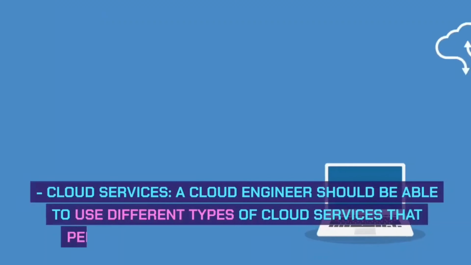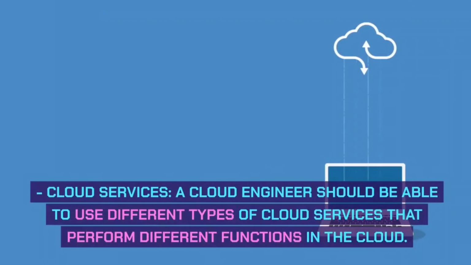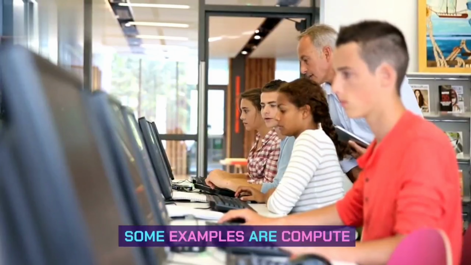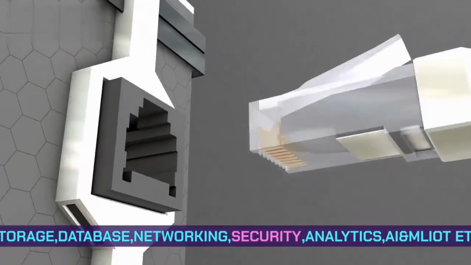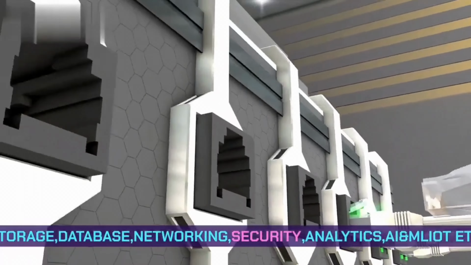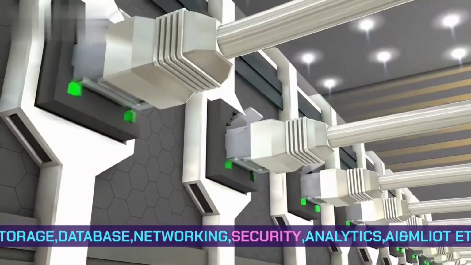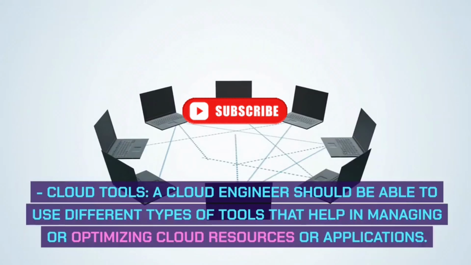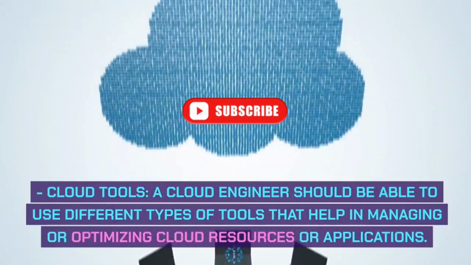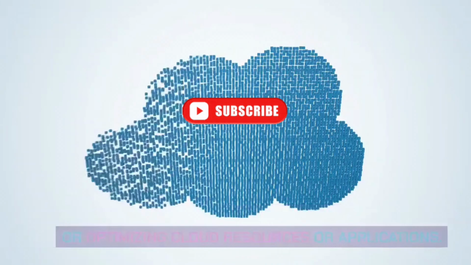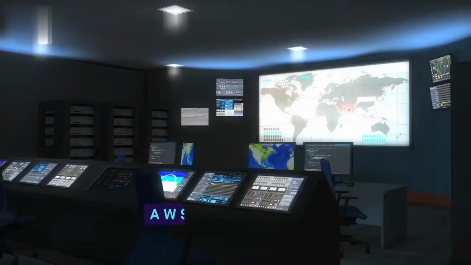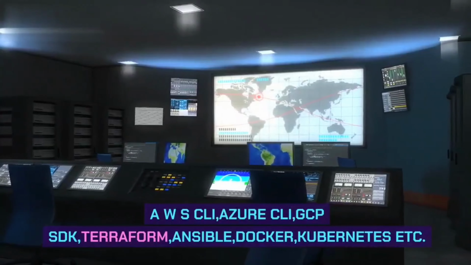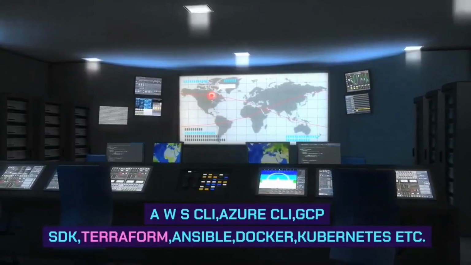Cloud services. A cloud engineer should be able to use different types of cloud services that perform different functions in the cloud. Some examples are compute, storage, database, networking, security, analytics, AI, ML, IoT, etc. Cloud tools. A cloud engineer should be able to use different types of tools that help in managing or optimizing cloud resources or applications. Some examples are AWS CLI, Azure CLI, GCP SDK, Terraform, Ansible, Docker, Kubernetes, etc.